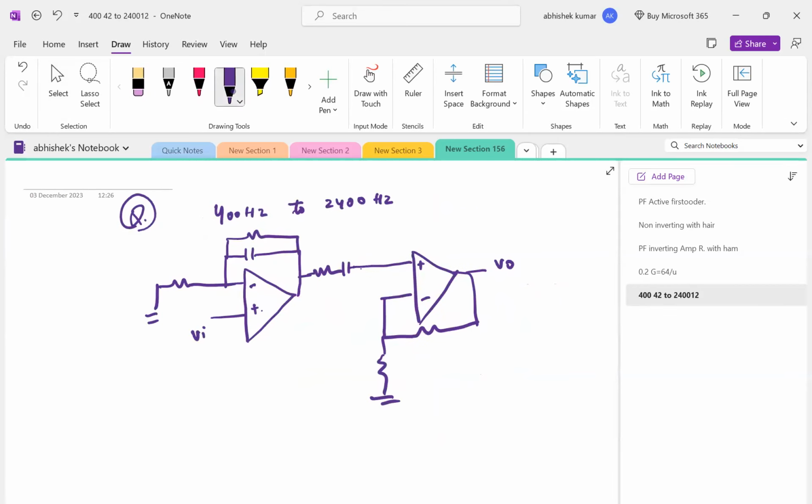This is grounded. Using a 3.3 nanofarad capacitor, design the low pass filter first. For the low pass filter we consider FH, which is 2400 hertz. And for the high pass filter we consider FL, the low frequency. Are you getting the concept?